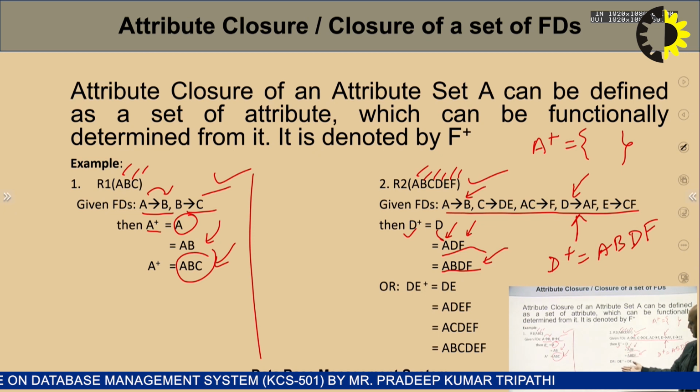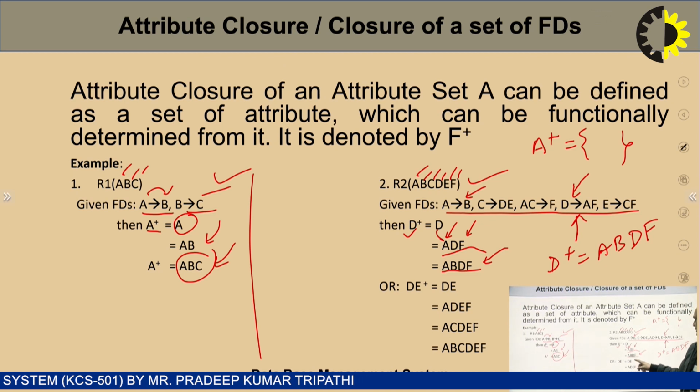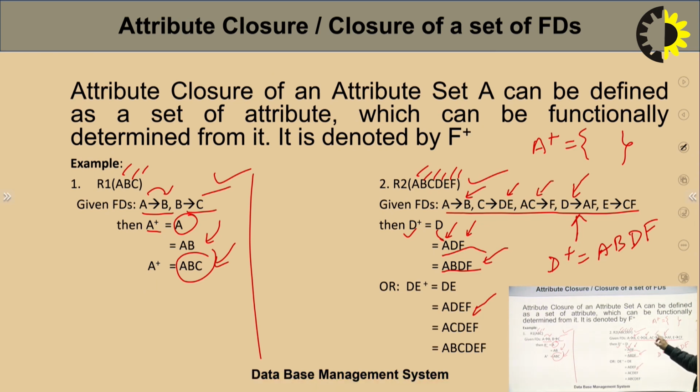If I want to find DE plus, how can we add? DE is related to these functional dependencies, so we can add the C part also. Then from C we can add F also. Using C and F, we can use E tends to CF. So all the attributes come into this particular closure. DE plus contains all the attributes of this relation. This is the way that we can find the closure of an attribute that is used in normalization.